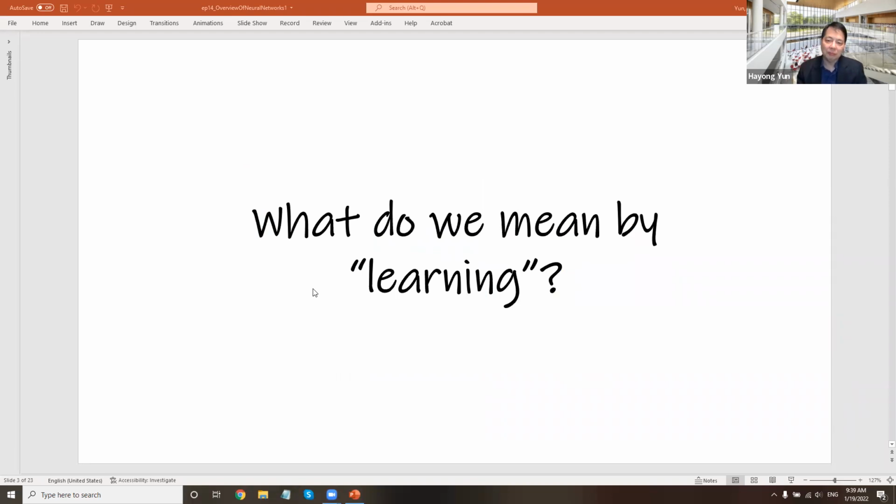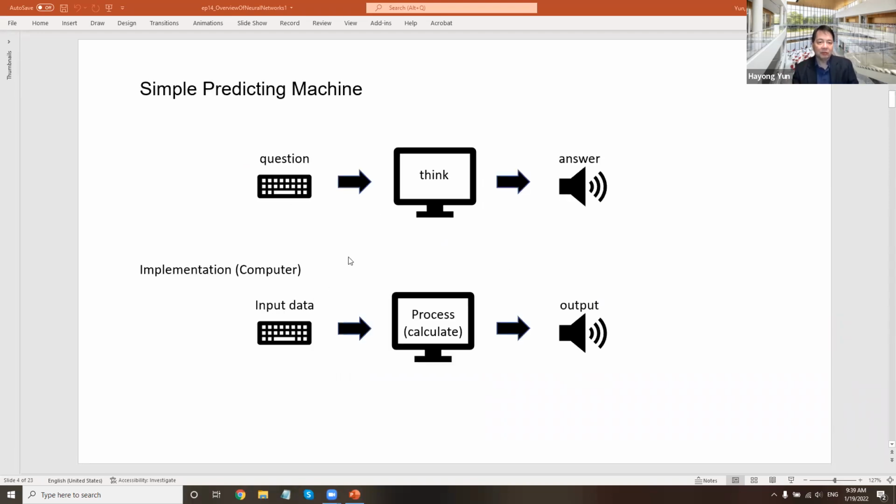So what do we mean by learning? Here is a motivation. When we say that we learn or predict, we basically have a question, and then there's a black box thingamagic that thinks and then gives an answer. In a computer, because computers are naturally good at computing, we give data and let them calculate and then give an output based on the calculation. That's the basic idea of the predicting machine.